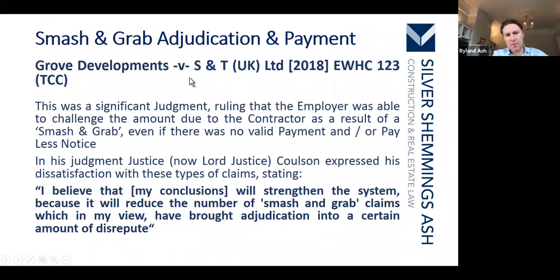And then again, another Grove Developments case, but in this one with S&T, and this is the one really that I would suggest effectively reversed ISG and Sewich, and the right to a smash and grab adjudication was diluted. So in this case, it was a single judgment ruling that the employer was able to challenge the amount due to the contractor as a result of a smash and grab, even though there was no valid payment and/or payless notice. In his judgment, Lord Justice Coulson expressed dissatisfaction. This was his final judgment as a High Court judge.